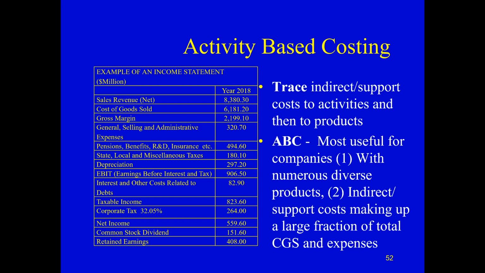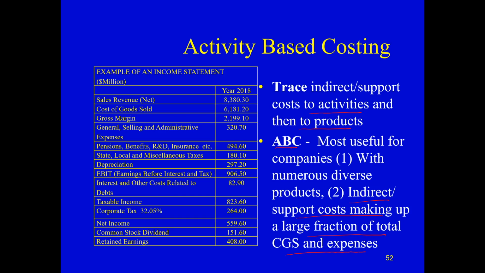In activity-based costing, we trace the indirect or support costs to activities and then to products. So overhead costs are first tracked to activities and then finally to the products. ABC, activity-based costing, is most useful for companies with numerous diverse products and when indirect support costs make up a large fraction of the total cost of goods sold and expenses.